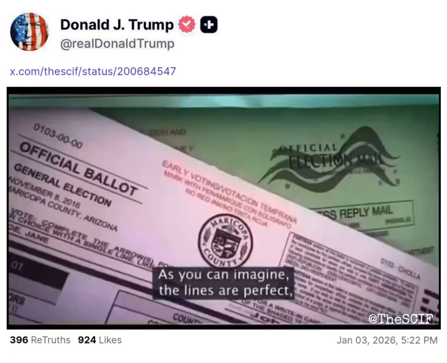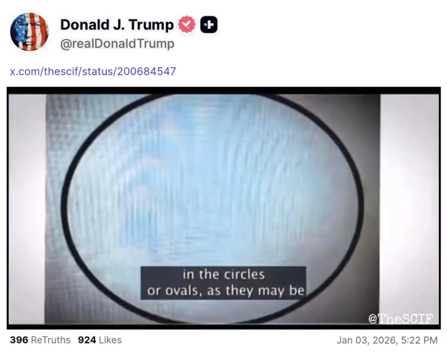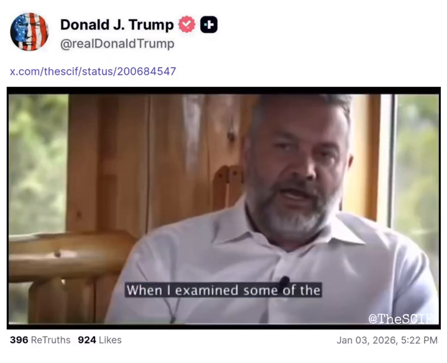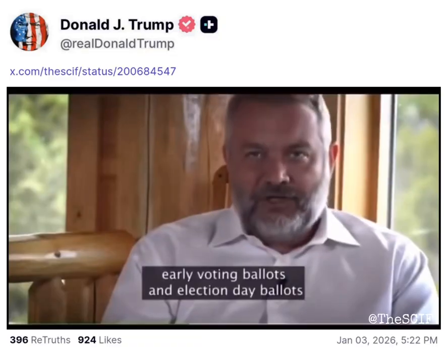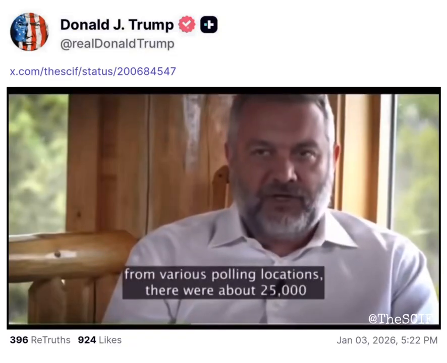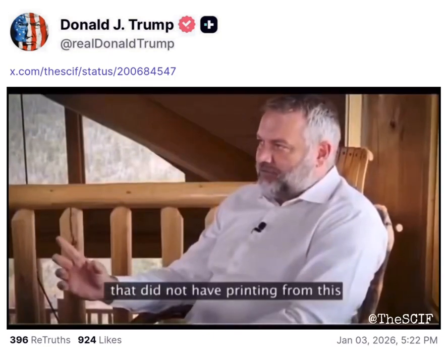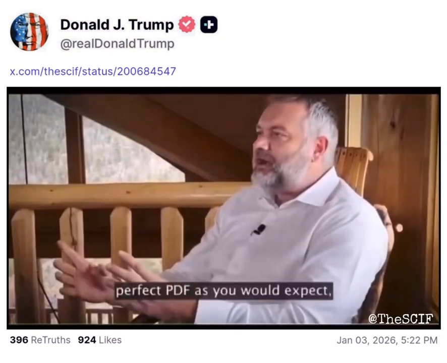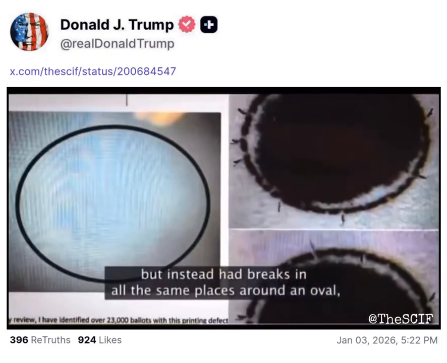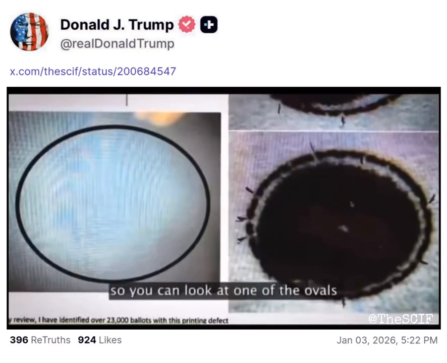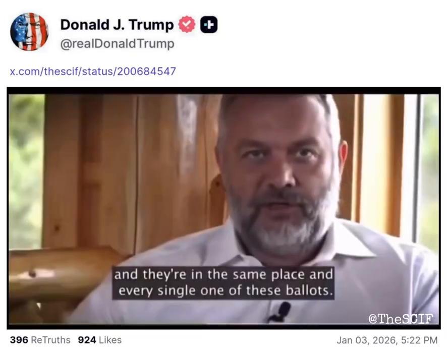As you can imagine, the lines are perfect. So they're perfectly straight, no breaks in them, the circles or ovals as they may be, and they're a solid line. When I examined some of the early voting ballots and election day ballots from various polling locations, there were about 25,000 that did not have printing from this perfect PDF, as you would expect, but instead had breaks in all the same places around an oval. So you can look at one of the ovals and there are imperfections in the line, and they're in the same place on every single one of these ballots.